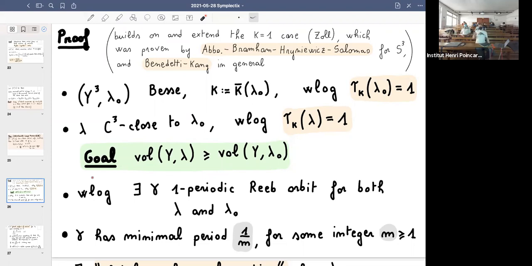Now, this gamma here is a common one-periodic Reeb orbit for lambda and lambda 0, but it may be the iterate of a Reeb orbit of smaller period. So I'm going to denote its minimal period by 1 over m, for some integer m. And I have to keep track of this parameter somehow.